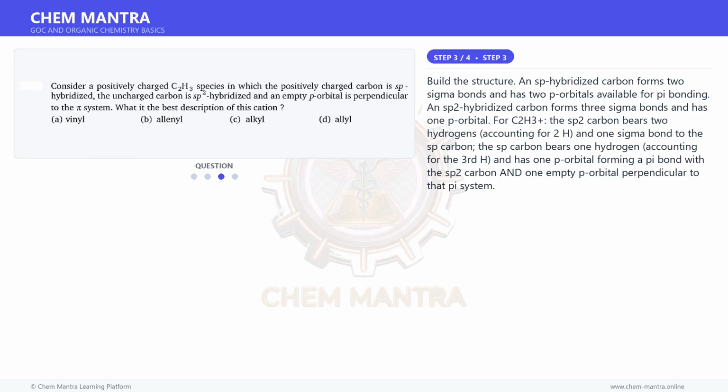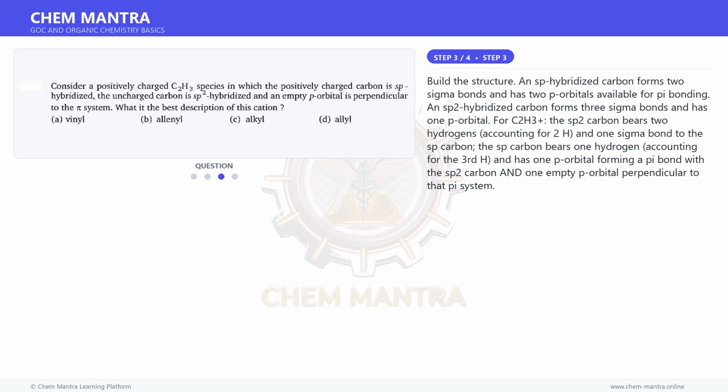Build the structure. An sp hybridized carbon forms 2 sigma bonds and has 2 p orbitals available for pi bonding. An sp² hybridized carbon forms 3 sigma bonds and has 1 p orbital. For C₂H₃⁺, the sp² carbon bears 2 hydrogens, accounting for 2 H, and 1 sigma bond to the sp carbon.